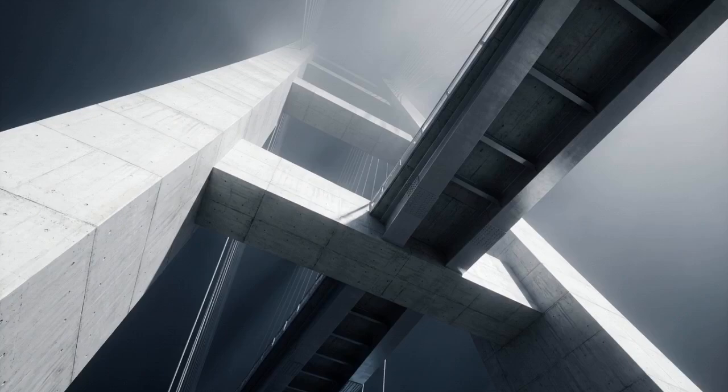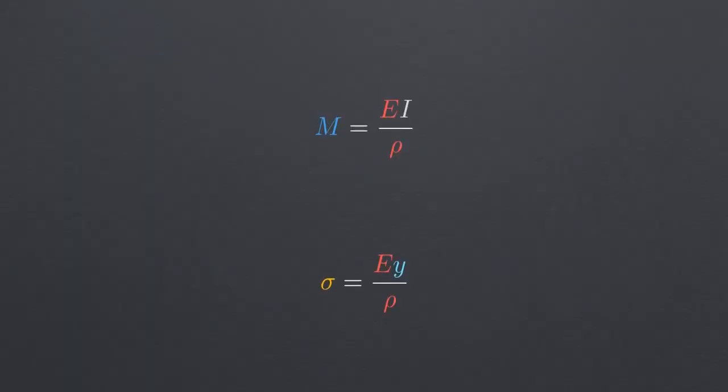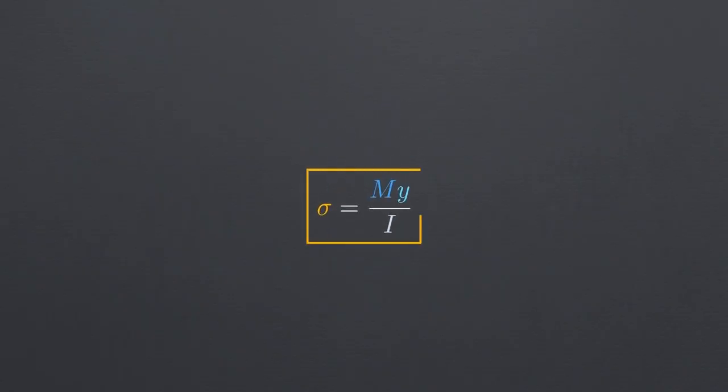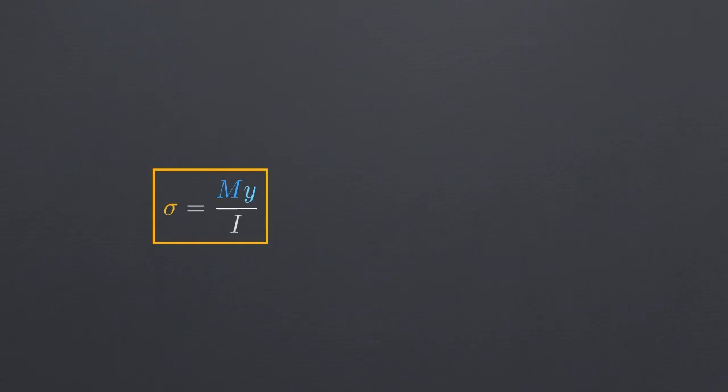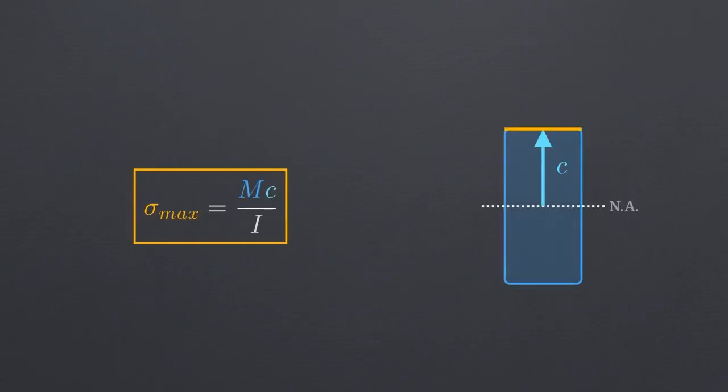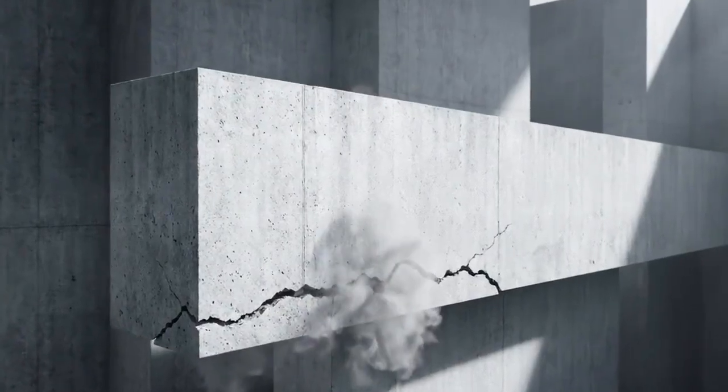In the real world, the radius of curvature, rho, is almost impossible to measure on a bridge or a building. We have to eliminate it. By substituting our stress definition into the moment equation, rho cancels out, leaving the Flexure formula. Stress equals bending moment, M, times distance y, divided by I. For maximum stress, we swap y for c, the extreme outermost fiber. Engineers possess the exact mathematical blueprint to predict the breaking point of any solid material under a bending load.